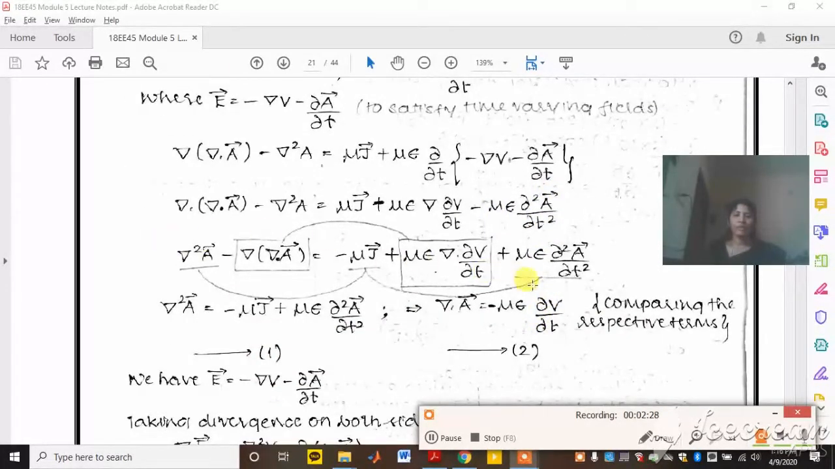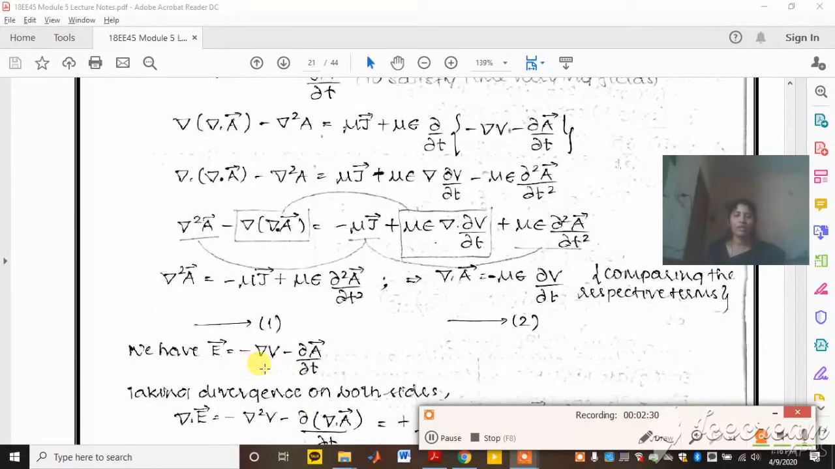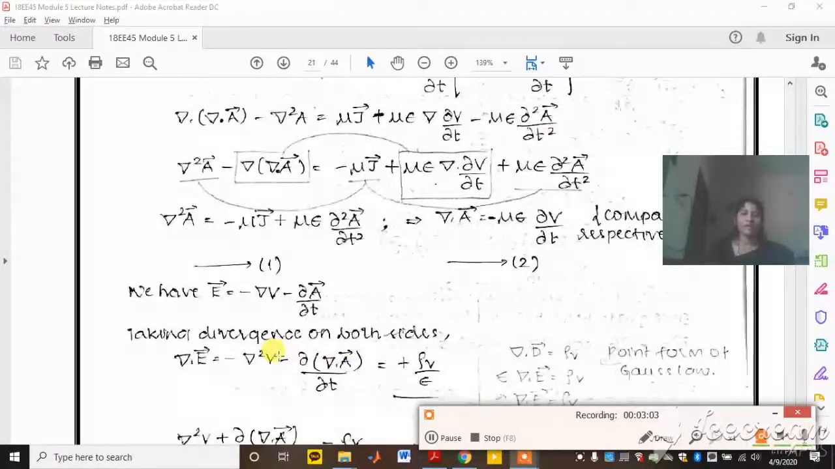So comparing both the equations, you will have E is equal to minus divergence V minus dou A divided by dou T. In case of steady state field, your electric field intensity is equal to the negative gradient of your electric scalar potential, whereas if you consider both electrostatics and magnetostatics present together, then E is equal to minus divergence V minus dou A divided by dou T. It is the modified form for the modified form of Ampere's law, and it satisfies your time varying field.